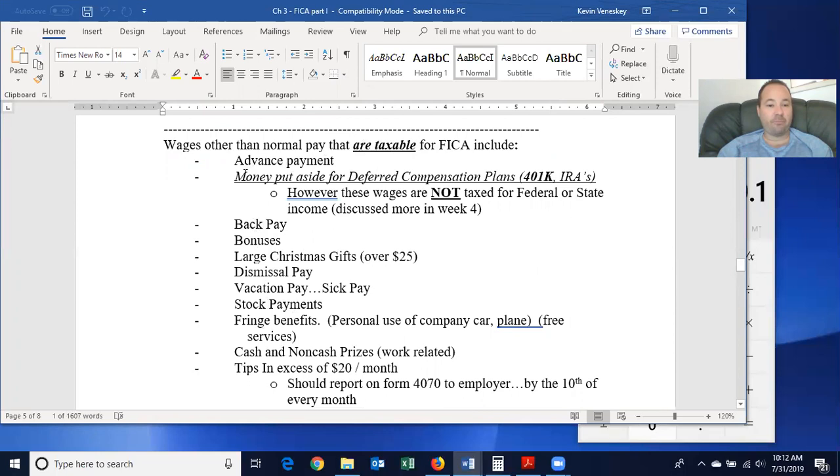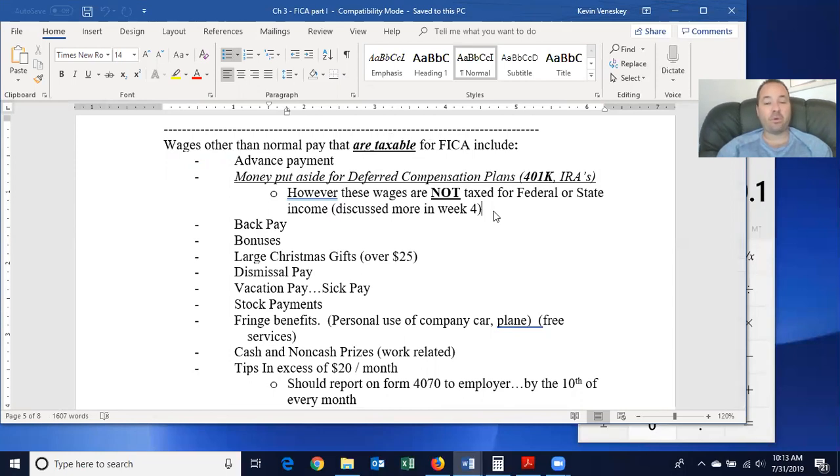Monies that are taxable, and I put this one and underlined it, so it's a pretty important one. Even though you put money aside for your 401k for retirement purposes, that money is still taxed on your payroll check. Now, we're going to see that that's not the case when we talk about federal and state income. If you put money aside for your 401k, you're taxed on it for FICA purposes, but not for federal income tax purposes. That's going to be so important to remember, and something that comes up quite often, as you could probably imagine, in everyday life.